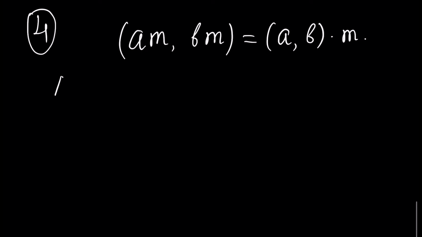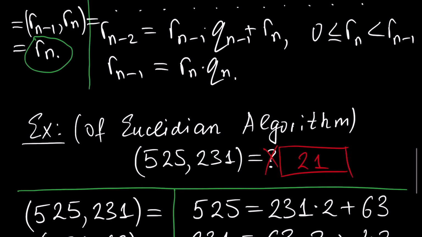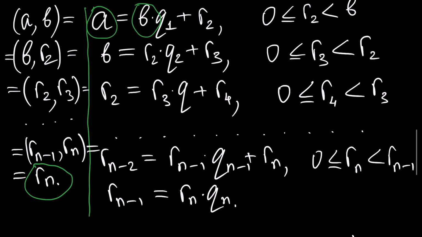How to prove this equality? This is actually quite easy. To easily understand this equality, we have to look at the Euclidean algorithm. Let's look at the Euclidean algorithm again. If we look at our algorithm, we will see that the greatest common divisor of A and B is equal to the greatest common divisor, or GCD, of B and R2, and this is equal to the greatest common divisor of R2 and R3, and so on, and this is equal to Rn.